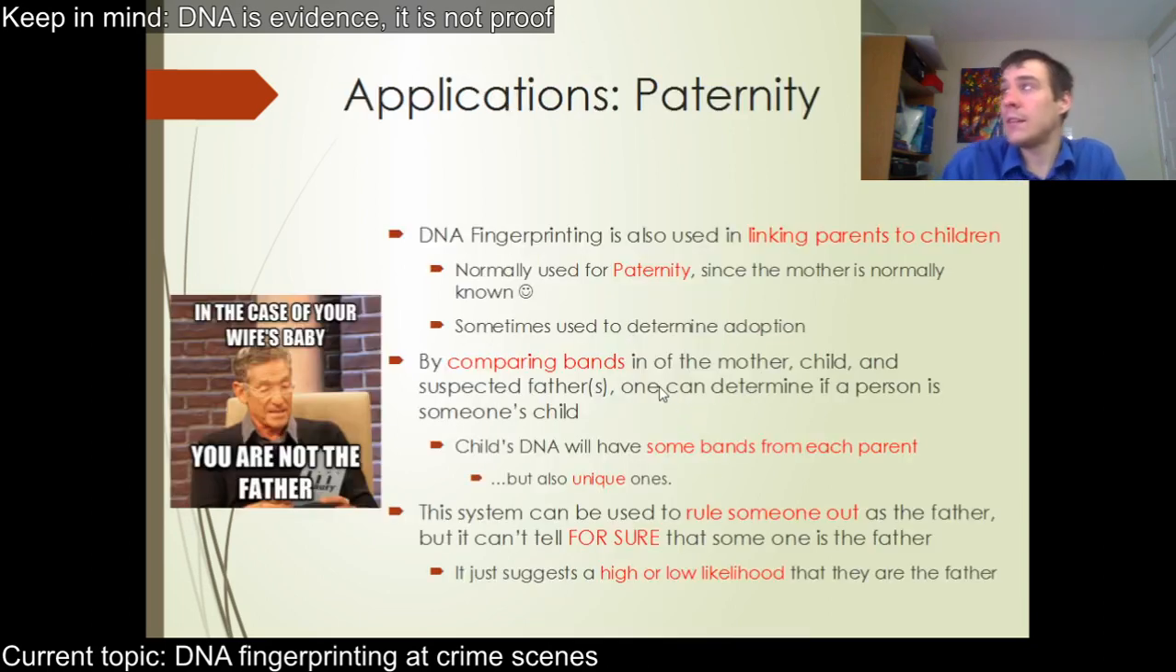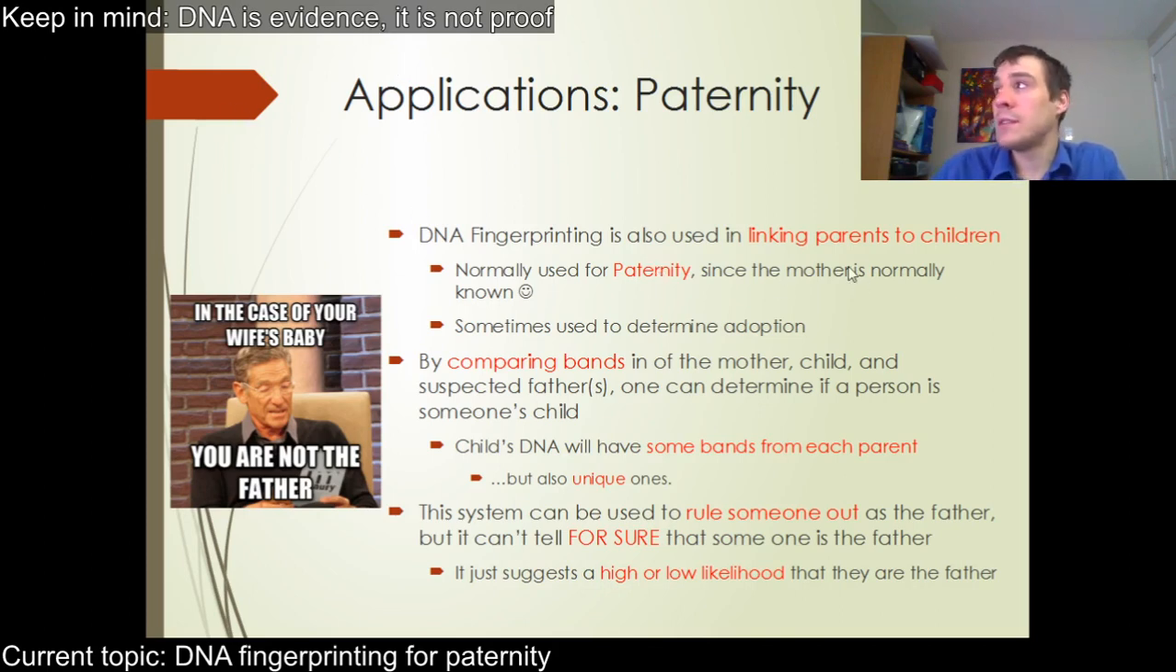All right, now the other thing is paternity. Paternity is slightly more complicated because what we're doing is looking for who's the dad in a kid that has half dad and half mom. So DNA fingerprinting for paternity. And still the same, keep in mind up here that DNA is evidence, is not proof.